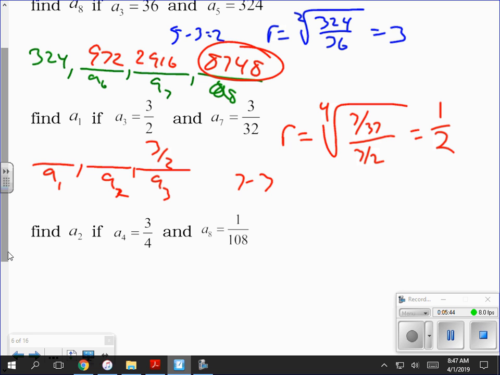So, if I multiply by 1/2 to move larger, I want to move smaller, which means I'm going to do what? Divide by 1/2, which is the same thing as multiplying by 2. So move it backwards. 3/2 times 2 gives me 3. That times 2 gives me 6. That's my answer. If I move backwards, I divide to move backwards. Multiply to move forwards, divide to move backwards. Figure out what r is, and then move either direction accordingly.